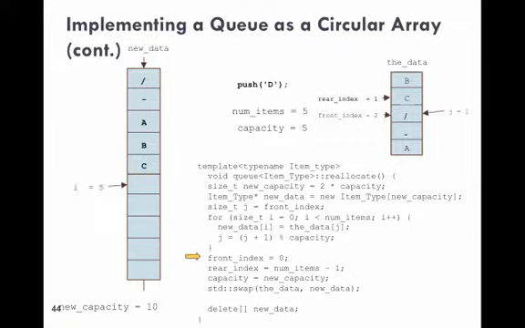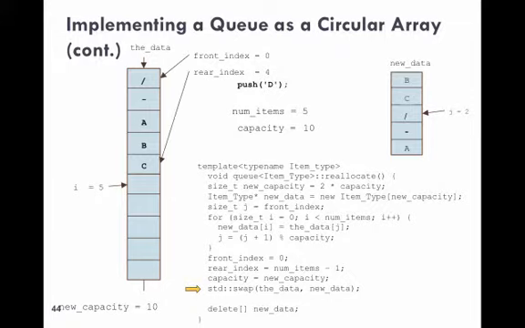So now we've copied everything into our array. We set the front index to 0, which points to the first item in the queue. Our rear index points to the last item in the queue. Set our capacity. And then we call our swap operations so that our queue object now points to the new container, this new array. And we delete the old array to free up that memory that was allocated with an earlier call to new.